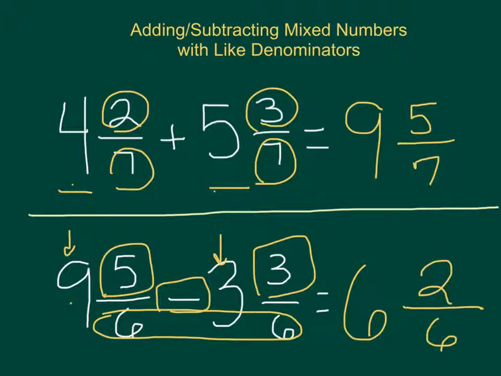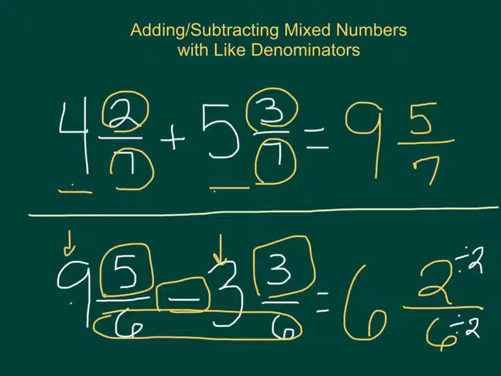Now both the numerator and the denominator in my answer, 6 and 2/6, are both even. So I can reduce 2/6 lower than that. So I'm going to divide 2 by 2 and 6 by 2, because what you do to the numerator, you must do to the denominator.